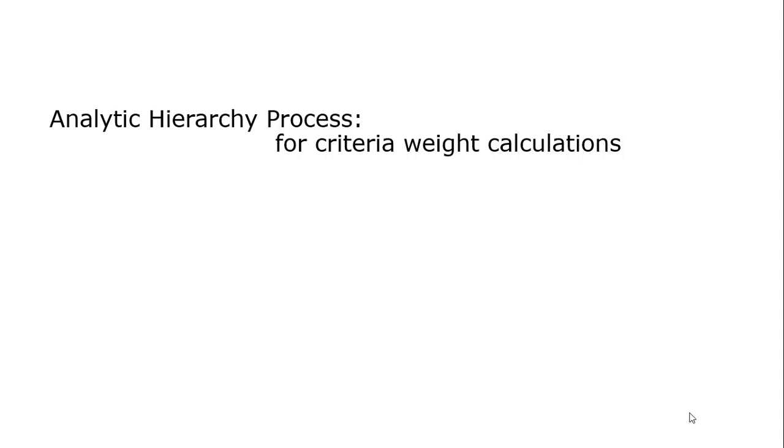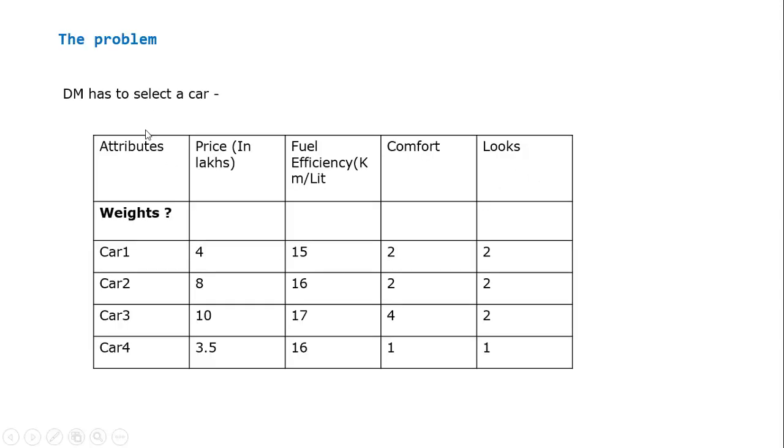Hello and welcome to this video lecture on Analytic Hierarchy Process. This Analytic Hierarchy Process, also known as AHP, is basically used for criteria weight calculations in multi-attribute decision-making problems. I'm taking here a problem where the decision-maker has to select a car out of four possible options, and four attributes are given. In this lecture, our aim will be to get the weights of these attributes using the analytic hierarchy.